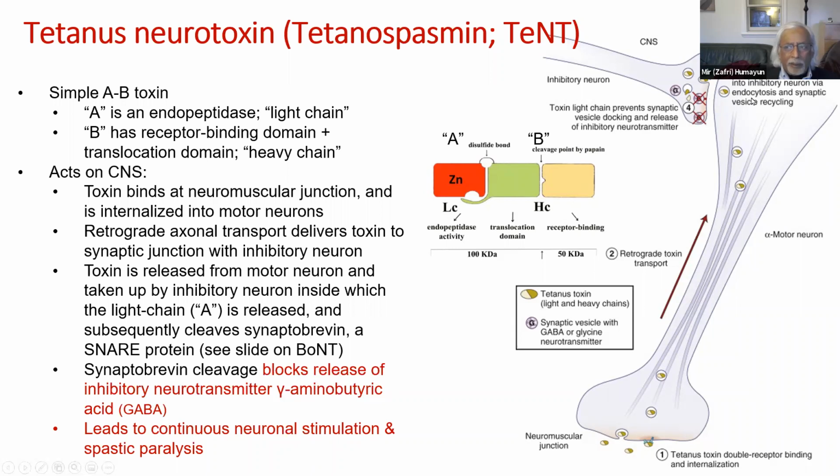As a result, the muscle is in a state of continuous contraction. It cannot stop contracting because the inhibitory signal is not being delivered to that neuron. This is what causes that characteristic spasm associated with tetanus. That is, continuous muscle contraction without any inhibition of that contraction. Okay? All right.